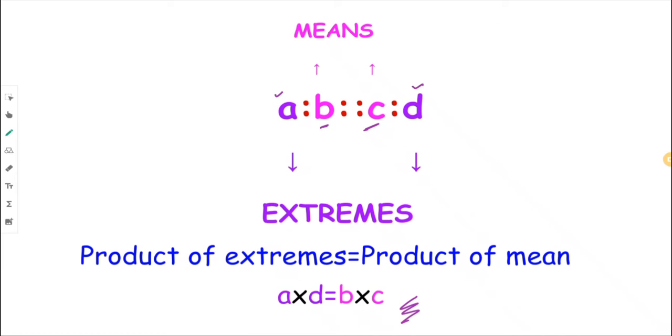Product of extremes: product means multiplication, right? So what are the two extremes? A and D, so A into D, multiply. Product of means, multiplication, right? Means are B and C. Okay, this in short is simply like this, right?